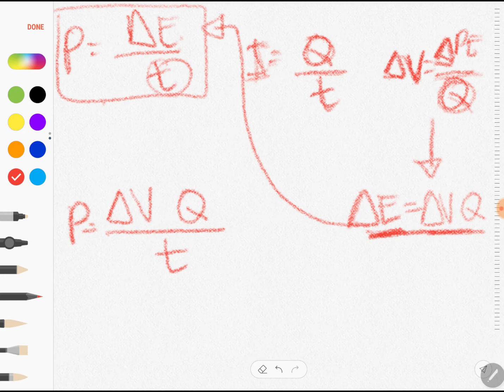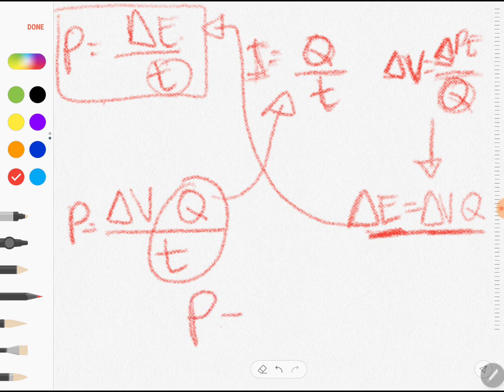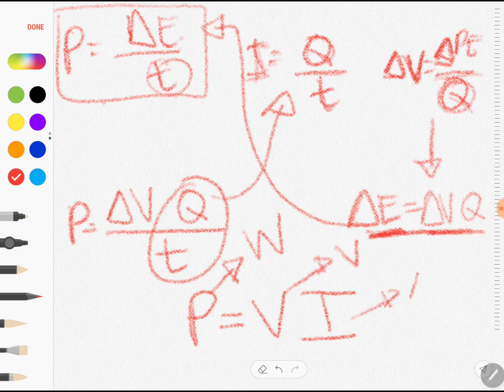And what can we notice? Q over t is just equivalent to current. So if we're going to talk about change in energy per unit time in terms of electric current or electric circuits, our formula will be power is equal to potential difference times current. What is the SI unit for power? Watt. SI unit for voltage or potential difference is volts. SI unit for current is ampere.